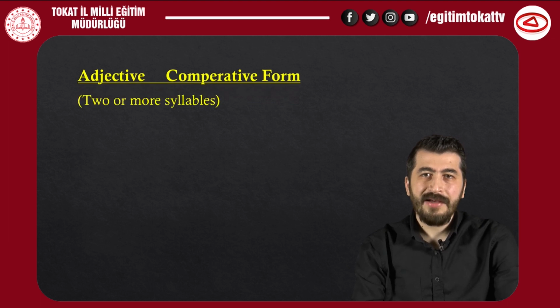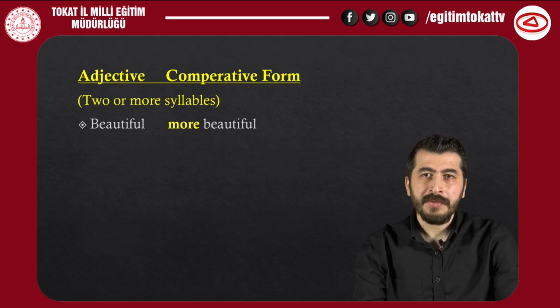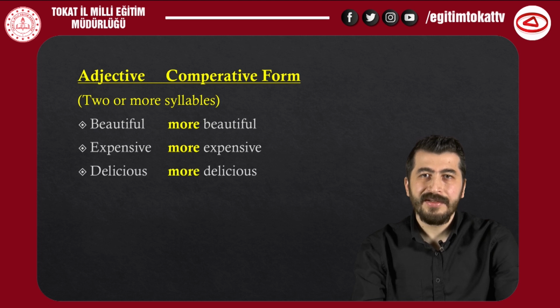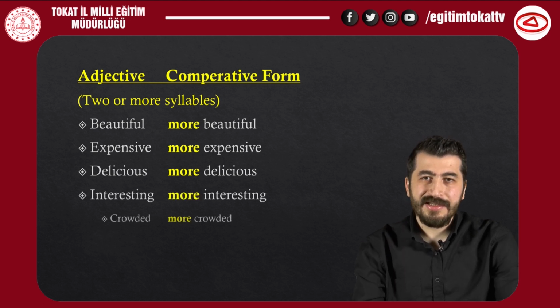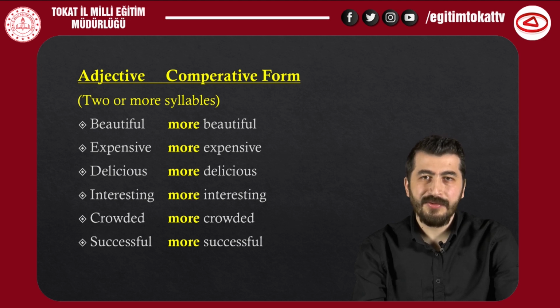Now, we have some long adjectives. Beautiful, more beautiful. Expensive, more expensive. Delicious. What is delicious? Yummy. Interesting, more interesting. Crowded, more crowded. Successful, more successful, we say.